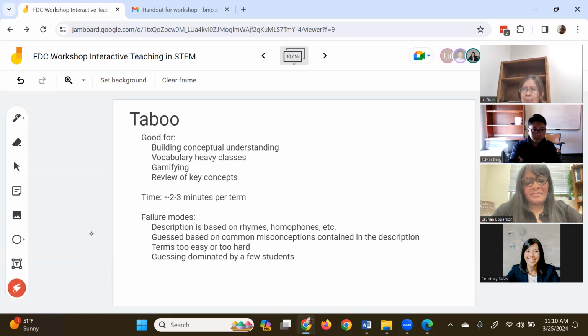These are some things that could go wrong. If we were describing it based on things other than the terminology of the field, like rhymes or homophones, that's not going to work very well. It wouldn't engage with the concepts the way we want. It could go wrong if their description is describing something that is a common misconception, and then the other students are reinforcing that common misconception. That would be a problem. Again, too easy or too hard would be a problem. You may also see, if you're using this too much, that the outgoing or quick ones are just going to throw out all kinds of ideas and really dominate all the conversation. So you would want to build your groups carefully to try to deal with that.